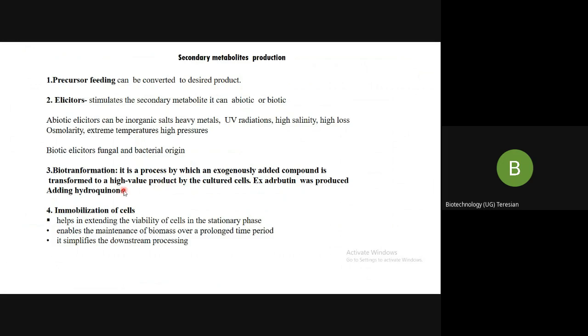Next, another method is the biotransformation. Now, what is this biotransformation? Biotransformation, now it is a process by which an exogenously added compound is transformed to a high value product by the culture. So you should know that plant cells or your plant cell cultures and enzymes have the potential to transform inexpensive and plentiful substances such as industrial products into rare and expensive products. Okay, this you have to remember.